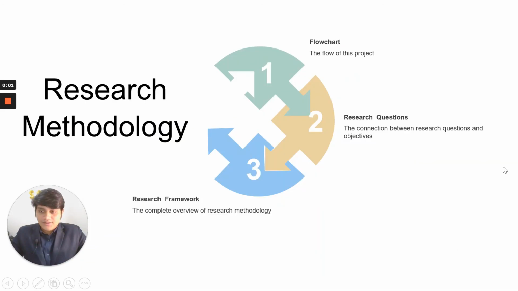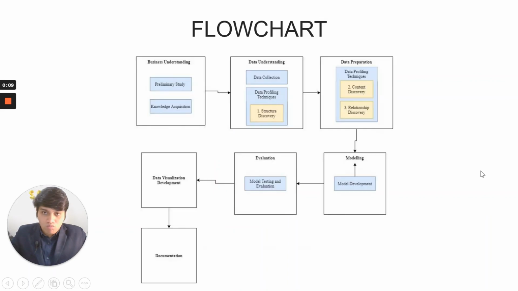Research methodology. In this chapter, we will go through the flow chart, research questions, and the research framework. This is basically the flow chart for this project. We use CRISP-DM. First, we go to business understanding, then data understanding. In data understanding, we will have structure discovery, which is the first profiling technique mentioned earlier. Next, we go to data preparation, which contains two profiling techniques, content discovery and relationship discovery. Next is modeling, model development, evaluations, data visualization development, and last but not least, documentation.